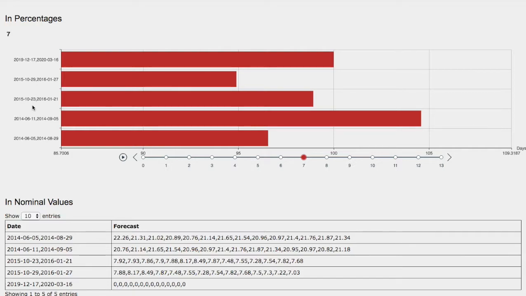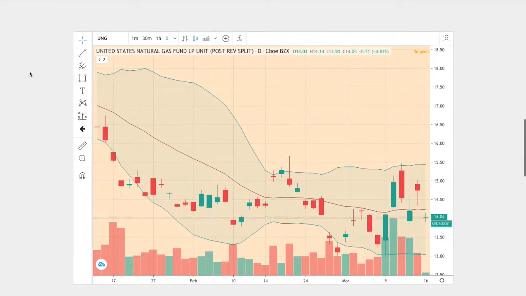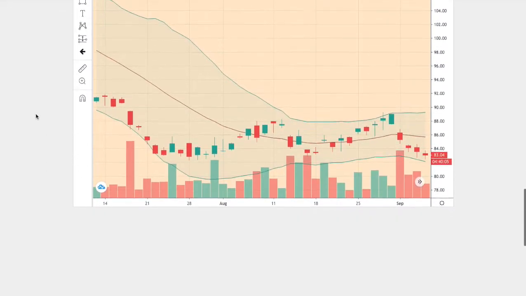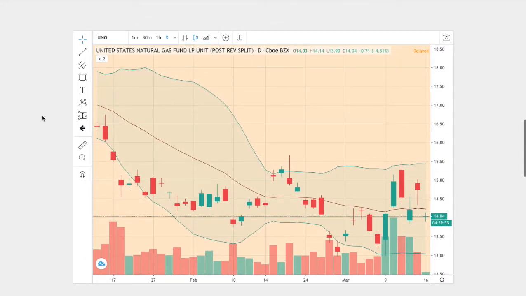So which one of these models should we focus on? Ideally, the model that is the best match to the current trend. Right here we have the current trend, and below is the trend that I believe is the best match. This trend dates back to, I would say, June 11th, 2014 to September 5th, 2014. So let me point out why these two charts are similar.